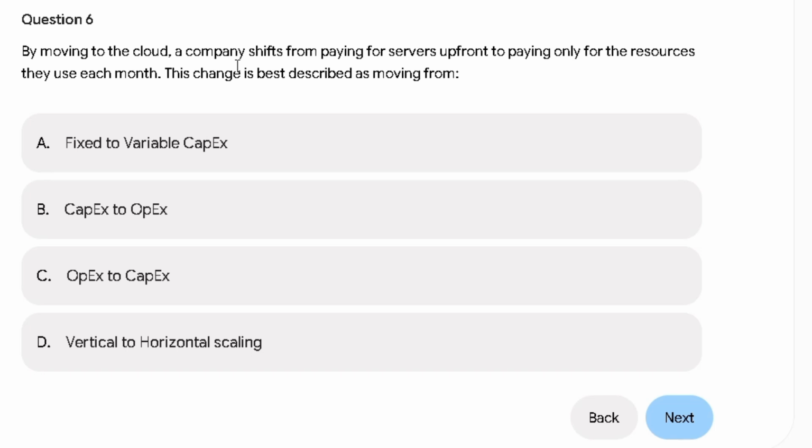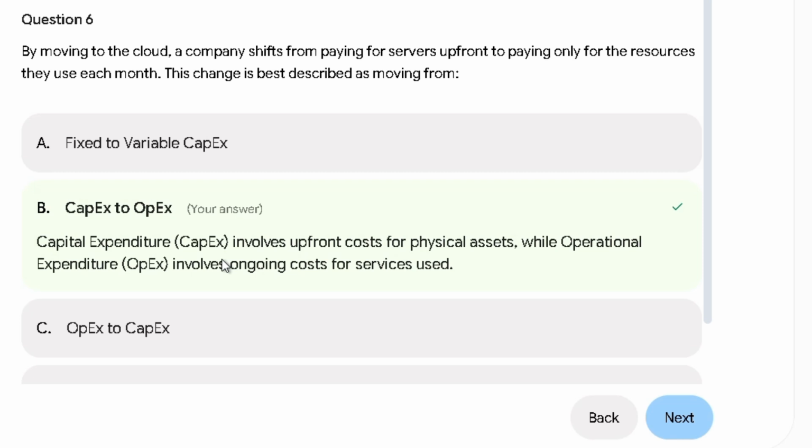This change is best described as moving from... So okay, we haven't covered some of the stuff that is on this question, guys, but I'm going to go through them so you guys can see. By moving to the cloud, a company shifts from paying for servers upfront to paying only for the resources they use each month. So this is called CapEx to OpEx. CapEx is capital expenditure, OpEx is operational expenditure.